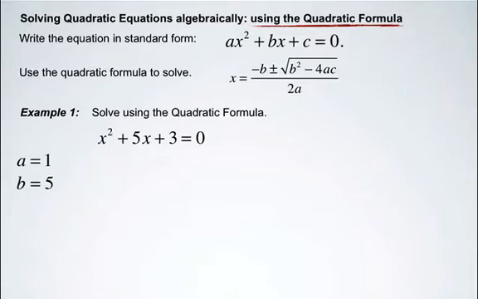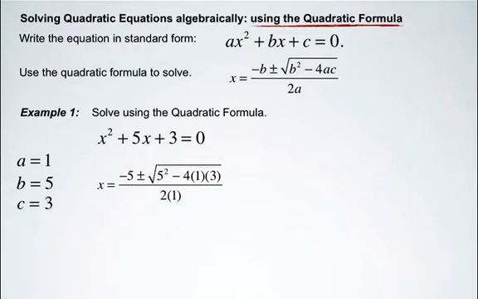Our a is 1, b is 5, and c is 3. So we substitute those values into the quadratic formula. Then we simplify. So 5 squared is 25. Negative 4 times 1 times 3 is negative 12. And 2 times 1 is 2.